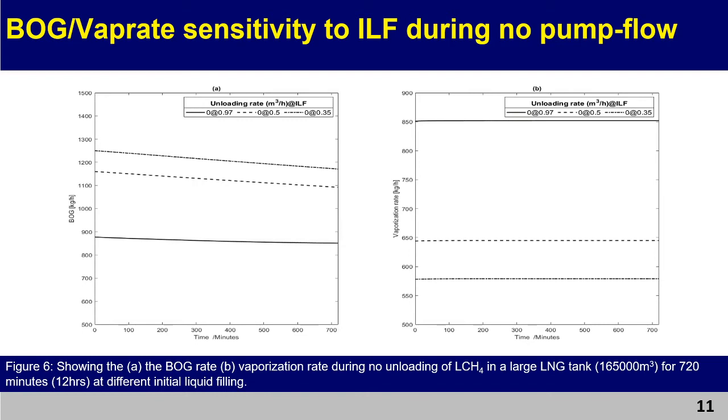In the case of the BOG sensitivity to initial liquid filling during no pump, at a high initial liquid filling, the BOG generated is lower than in the case of a lower initial liquid filling. As a result of vapor thermal expansion, the vapor volume is higher at a lower initial liquid filling, thereby causing the surface area to increase, and the heat ingress into the surface increases the amount of BOG generated. In the case of vaporization rate, you see that a higher initial liquid filling generates a higher vaporization.